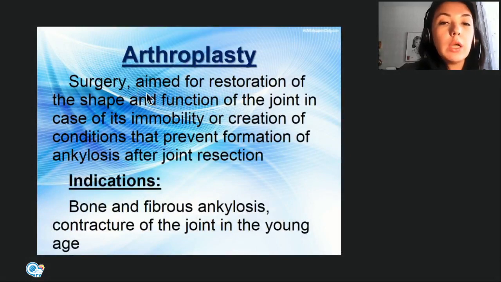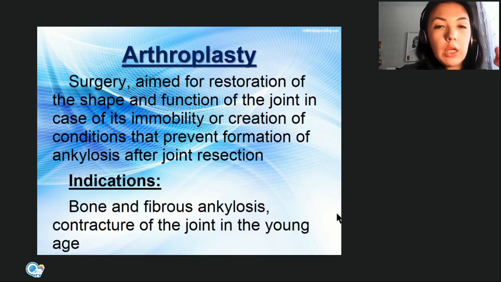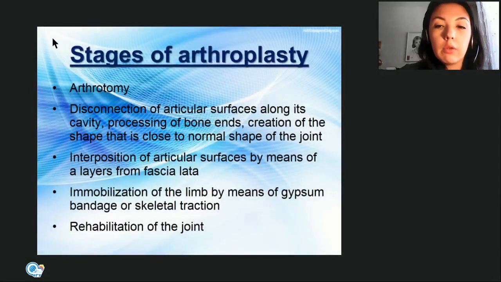Arthroplasty, surgery aimed for restoration of the shape and function of the joint in case of its immobility or creation of conditions that prevent formation of ankylosis after joint resection. Ankylosis is a condition of an immobility in the joint. So indications for arthroplasty are bone and fibrous ankylosis and contracture of the joint in the young age. So what are the stages?